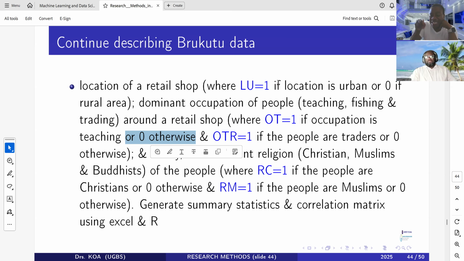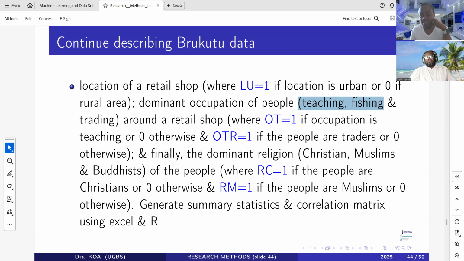That should automatically tell you that he is not what? A female. So the moment I say he's a male, I am talking about he being a male in reference to him not being a female. But when the levels are three, like occupation (teaching, fishing, and trading), for you to know which one is the reference category, it is the one that is giving the 0 otherwise.